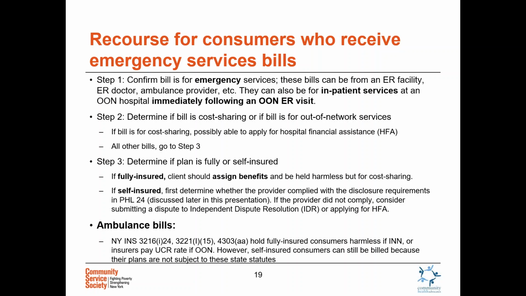For ambulance bills, we wanted to provide a specific citation here that you could use in your advocacy. This citation allows you to advocate for consumers who are being billed or not being held harmless for ambulance bills. In the case of in-network ambulance bills, this law requires plans, fully insured plans, to hold consumers harmless. Or if the ambulance is out of network, the insurer must pay the usual, customary, and reasonable rate. However, self-insured consumers, as mentioned above, can still be billed because their plans are not subject to these state statutes, but you may be able to take advantage of the independent dispute resolution or apply for hospital financial assistance. And again, we're going to go into more detail on IDR and HFA later on.